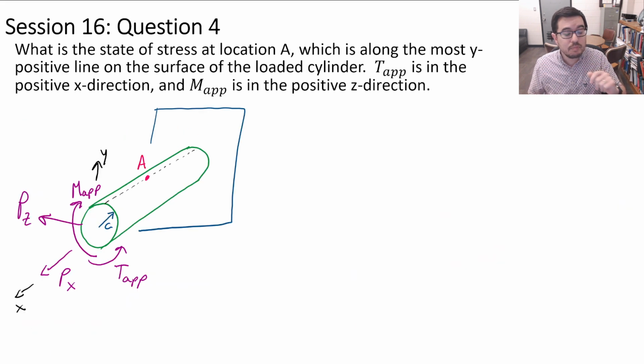And here's the final question for session 16. This is question number 4, and I'm asking, what is the state of stress at location A? This is at the top of this cylinder, and there's a T-app being applied here. There's an M-app in the positive Z direction, and then there's a PZ as well, and a PX as well. So we're asking, what is the state of stress due to these 4 external loads: M-app, T-app, PX, PZ?